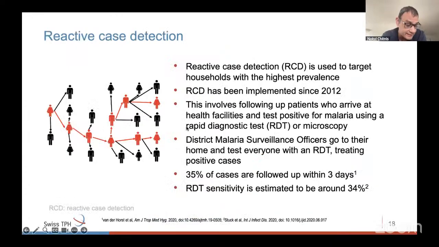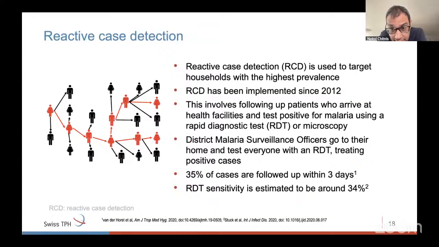And reactive case detection is really targeting households. It's used when you have areas with low prevalence. This is a way of targeting households with the highest prevalence. So if someone shows up at the health facility, the program then follows the person home and tests either people only in the household or some of the neighbors of this person to see if they have malaria.